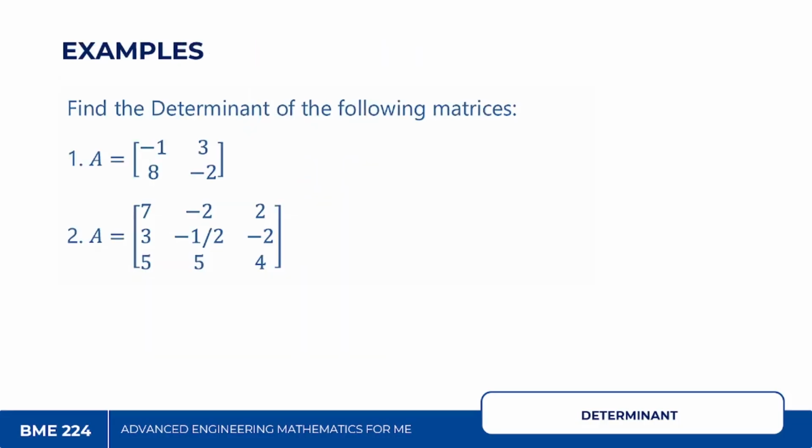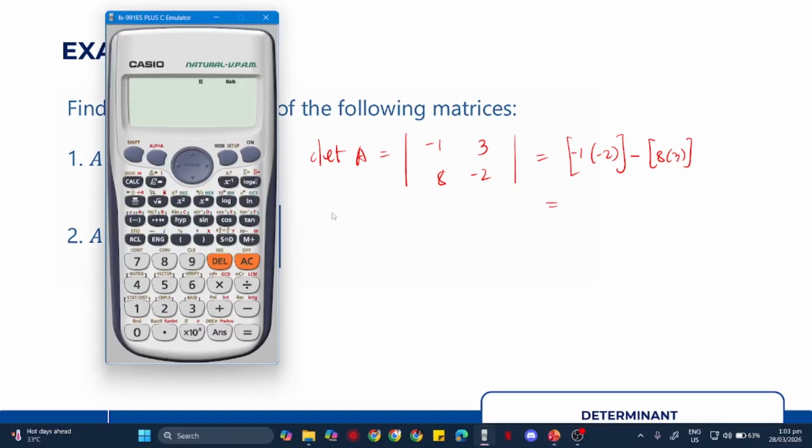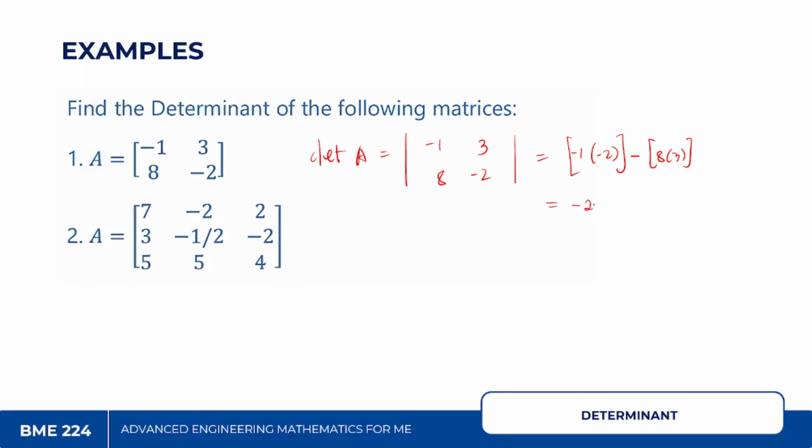Okay, now let's try these examples. First, find the determinant of the following matrix. The determinant of A will be converting it to vertical bars, so negative 1, 3, 8, negative 2. In other words, that is negative 1 times negative 2, minus 8 times 3. That is equivalent to negative 1 times negative 2 minus 8 times 3, and that is equal to negative 22. Okay, that is our determinant of A, det A.